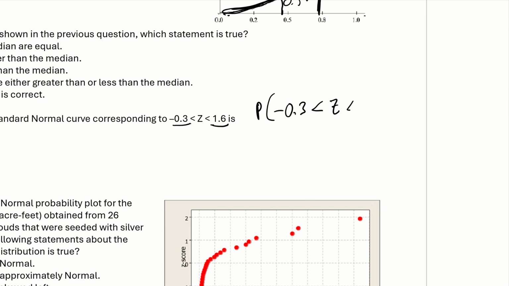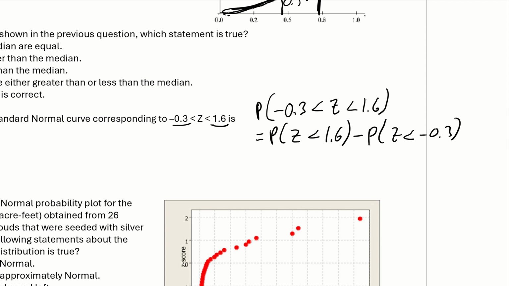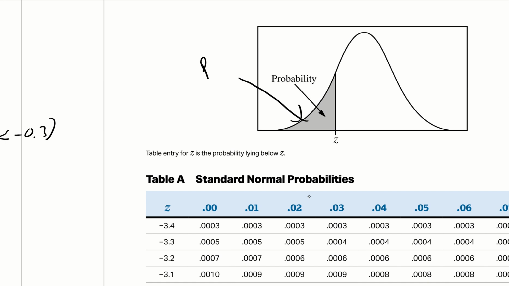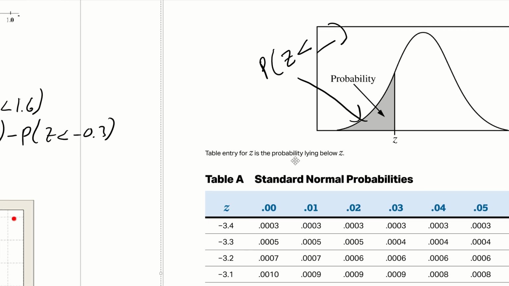So in other words, the probability or the area where z is between those two values is equal to the probability that z is less than 1.6 minus the probability that z is less than negative 0.3. So this is the value from the table. The table gives you the area to the left, pointing to the left, right? So this is the probability that z is less than a certain value, okay? So we just got to look it up and then subtract them.